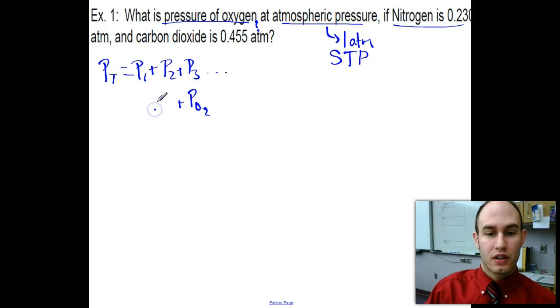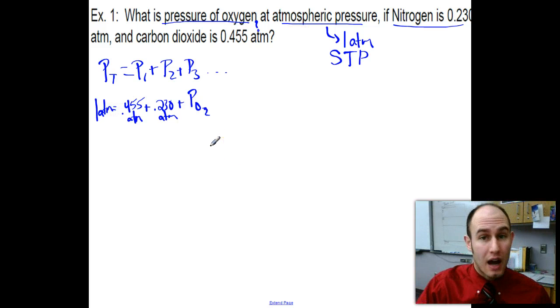Nitrogen is 0.230, keeping correct significant figures, and CO2 is 0.455. It really doesn't matter what order you put these in, and these are atmospheres, right? We do not want to leave any numbers without units. And that is going to equal my total pressure, which I was told is 1 atmosphere, being that it's at STP.